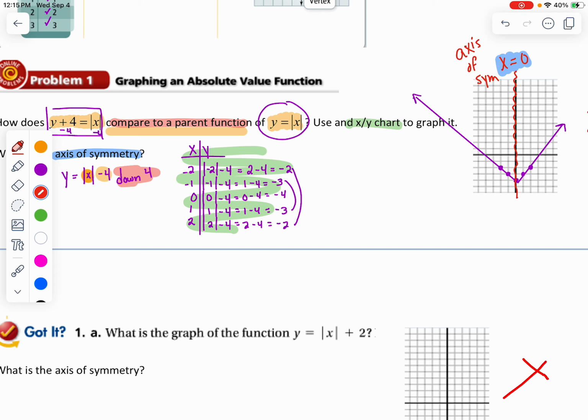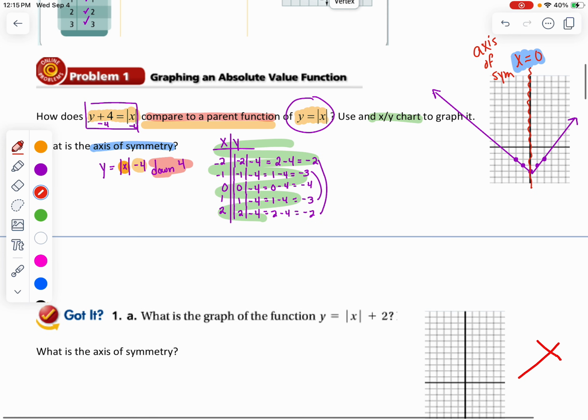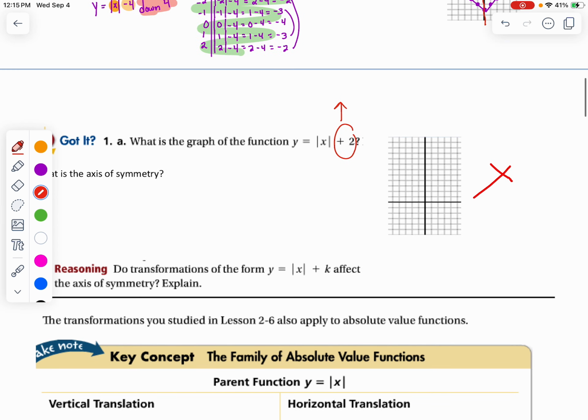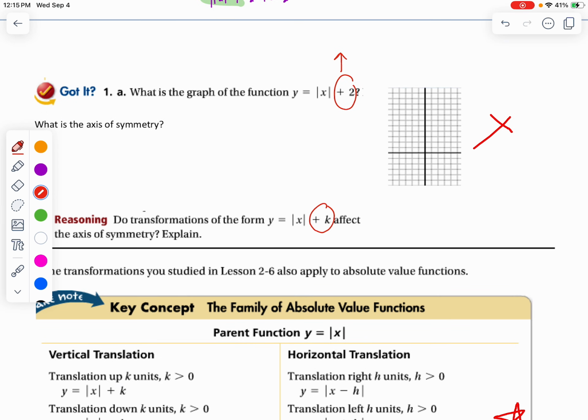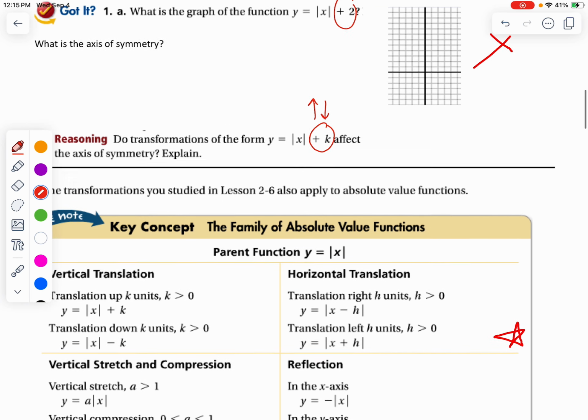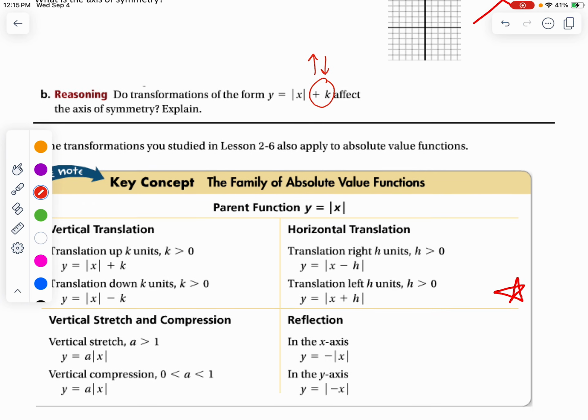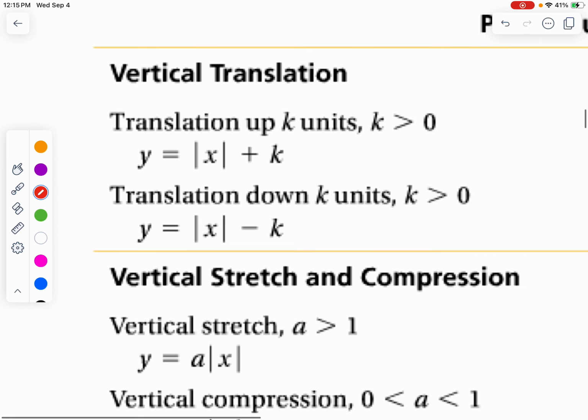All right. Now, that can be a long and tedious method to graph these things using an XY chart. It certainly works, and I don't want you to think that it's wrong, but I am going to teach you a shortcut. But real quick, I'm hoping you guys know this +2 would mean up 2, and that if you have a +k in the back, that moves it up or down, depending on what the value is. Everything that we have learned from 2-6 still applies, okay? So if you have a number outside and in the back, that's still up. If it's a subtraction, that's down.